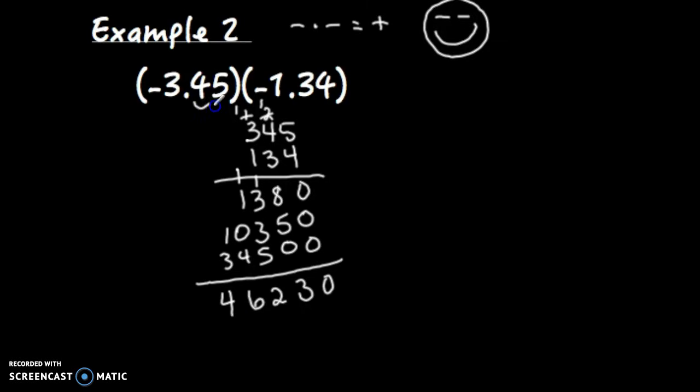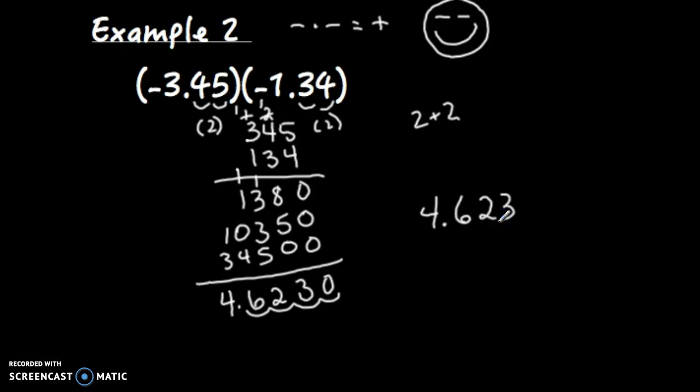Again, I want to count my digits. So I have 2 digits here to the right of the decimal, 2 digits here to the right of the decimal. So I'm going to do 2 plus 2. I need 4 digits to the right of the decimal in my final product. 1, 2, 3, 4. I'm going to put it here. 4.6230. We would probably just write 4.623 since the 0 doesn't really add anything to my number. And it is a positive final answer.